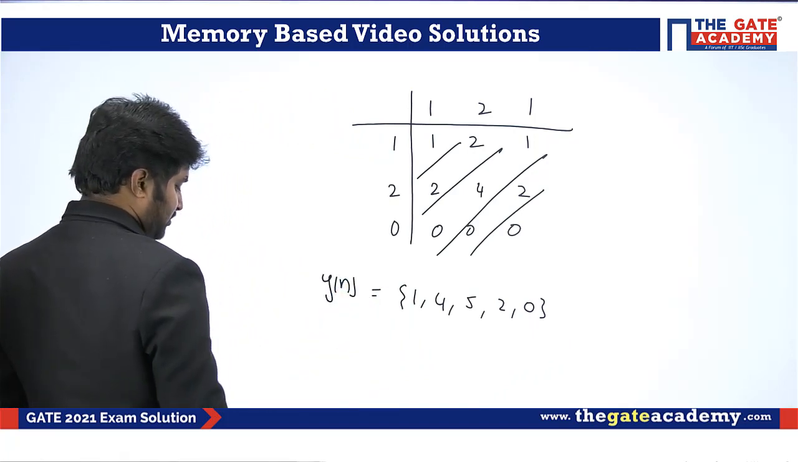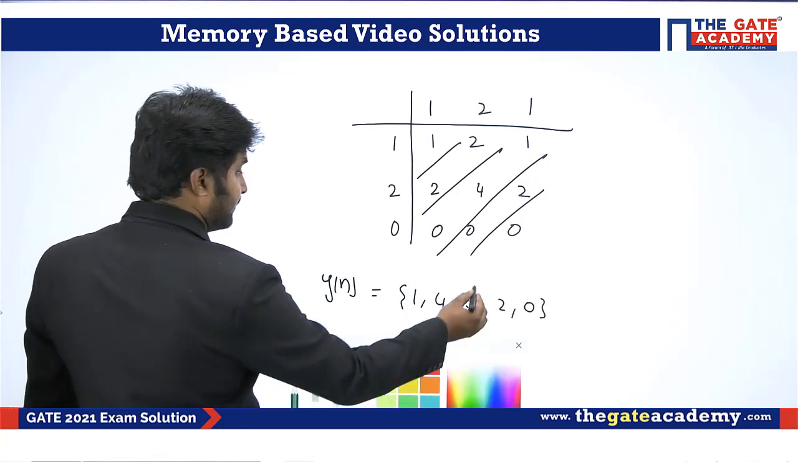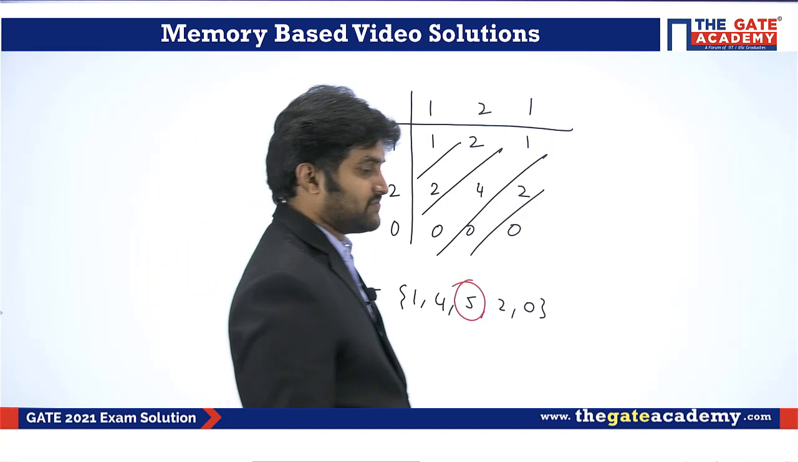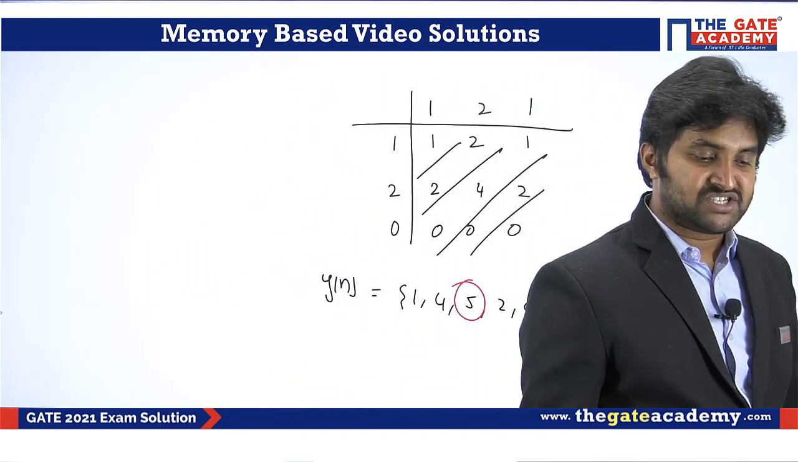Now the question is about the peak value. What is the peak value, my dear students? The peak value is nothing but 5, right? So the answer for this question is 5. The answer for this question is 5. Okay?